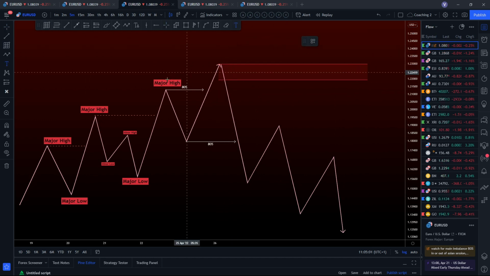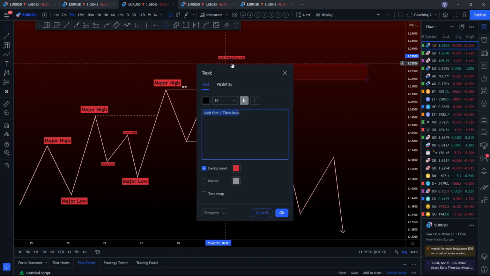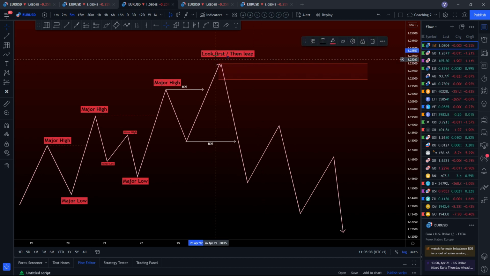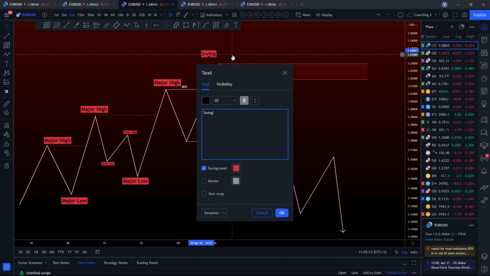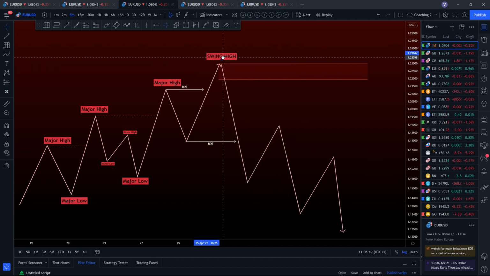that is a major high on this time frame, but if you go onto a higher time frame, as this is going to be the start of the trend, this is actually simply going to be a major high on a higher time frame. So we're going to call this a swing high.